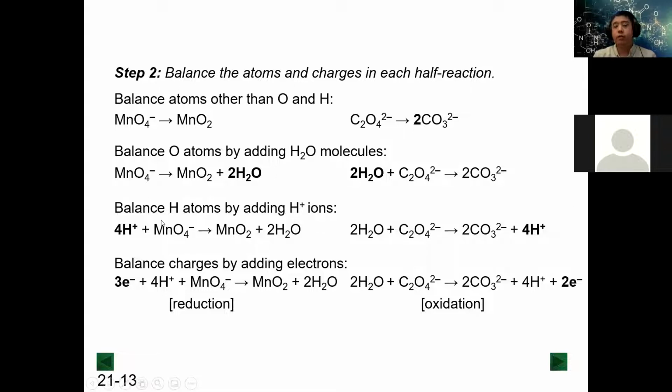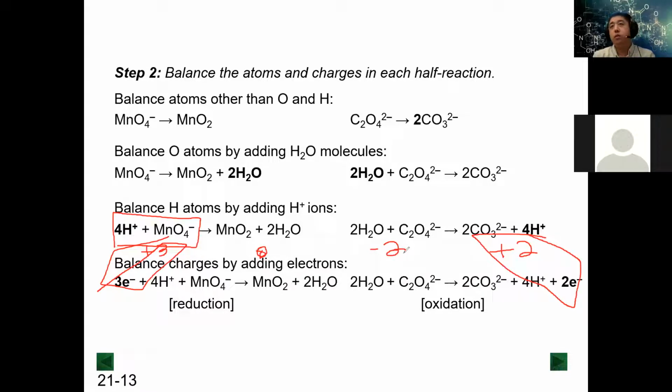Okay, once I've added in my hydrogens, I need to add in my electrons. If I look at my overall charge on this side, this is a total of +3. This side is a charge of 0. This right over here is a charge of -2, and this side is a charge of +2. To make sure I have the correct charge on both sides, I need to add the electrons to the side that's more positive. With +3 and 0, this side is more positive, so that's where we're going to add these 3 electrons. And in this scenario here, the positive 2 is more positive, so I'm going to add the 2 electrons here to make sure that this comes out to the same value.